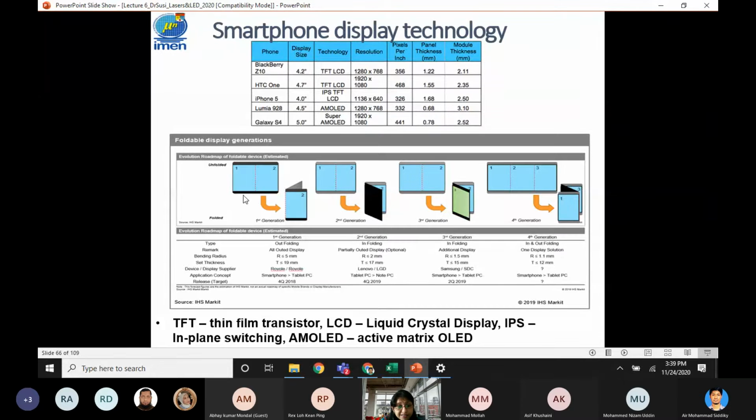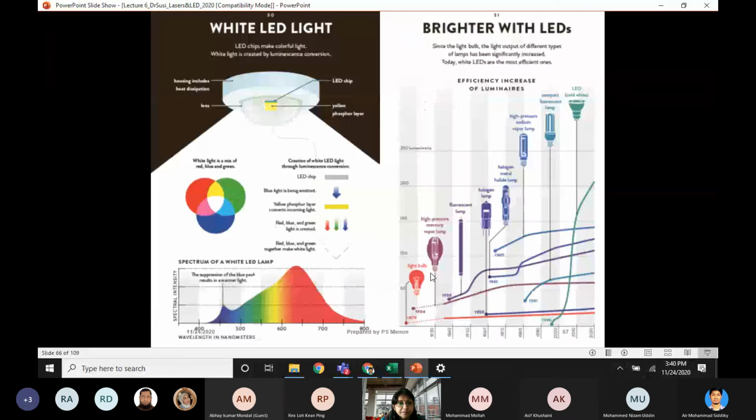And you can see that the technology also improves from the first generation to the fourth generation. The first generation is outfolding, and then in the second generation you can have infolding, and the third generation still has infolding. This is in 2019. And I think coming soon or already in the market, you have the fourth generation, where you can fold in and out multiple times, right? So this is what can be produced using OLED technology.